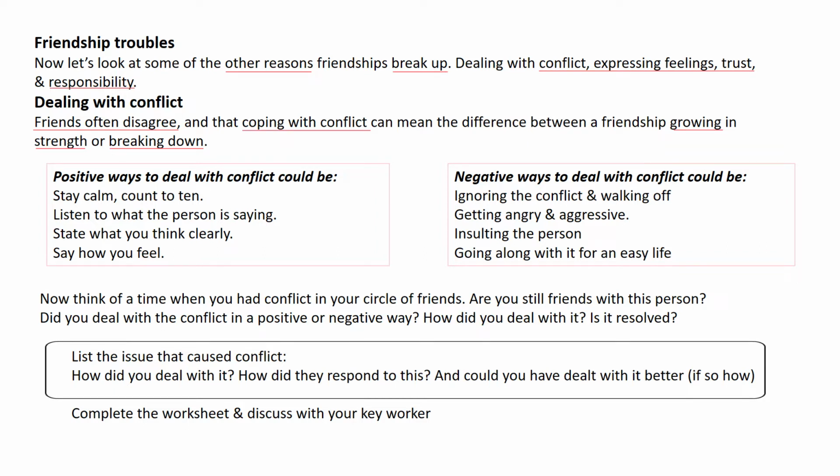Positive ways to deal with conflict could be: stay calm, count to 10. Listen to what the person is saying. State what you think clearly. And say how you feel.